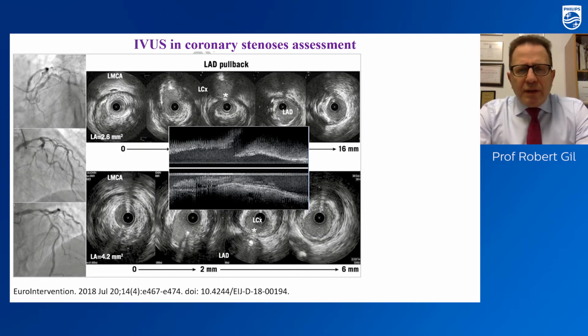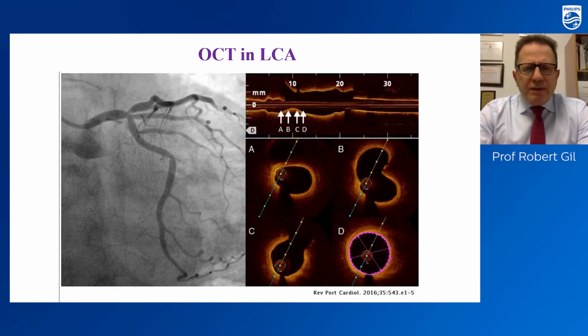Here you can see a slide showing how it should be done with two pullbacks, from the LAD and from the circumflex artery. We can use longitudinal projection, looking at the plaque distribution and the angles, and we can use this information to choose the right strategy for treatment.